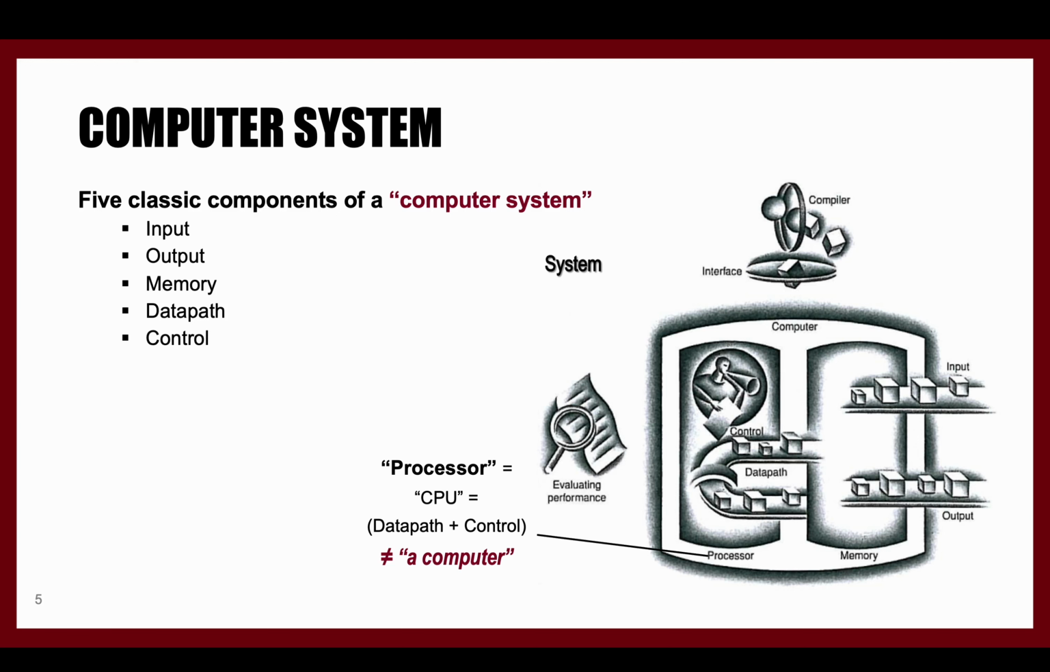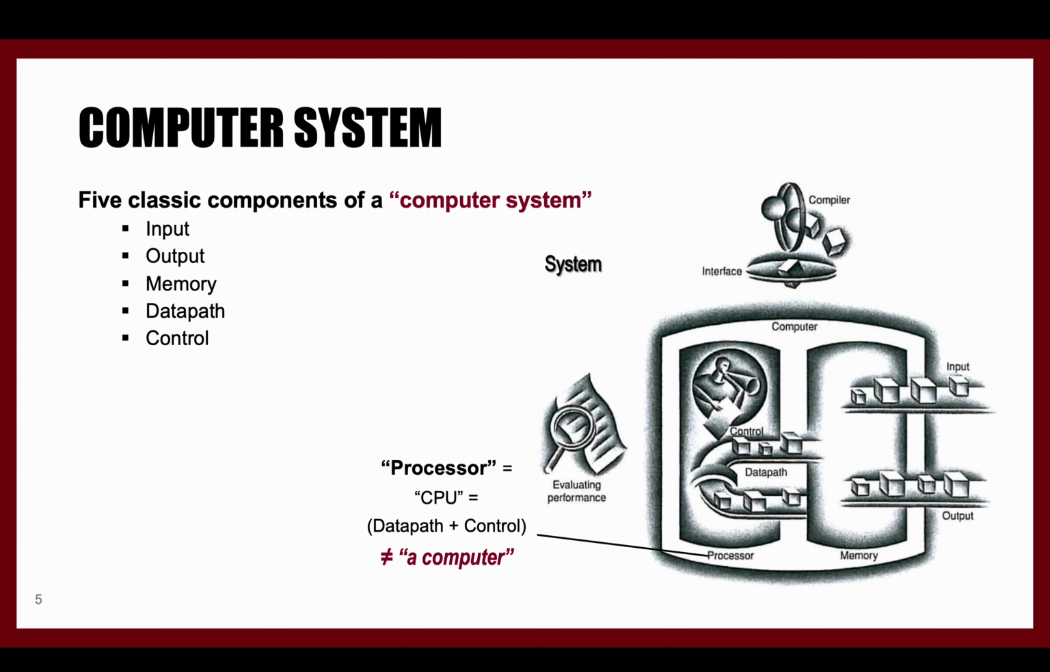The visual representation. The image portrays the relationship between these components. The processor, or CPU, is the heart of the system, handling the data and the instructions. It's made up of the data path, where the data is processed, and the control, which directs the operations. Memory is shown adjacent to the processor, emphasizing its role in providing the CPU with data and instructions. Input and output are shown as external components interacting with the rest of the system.